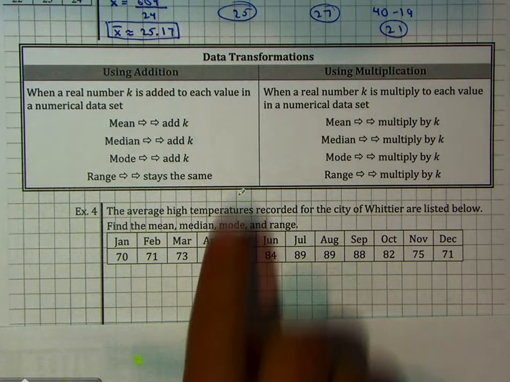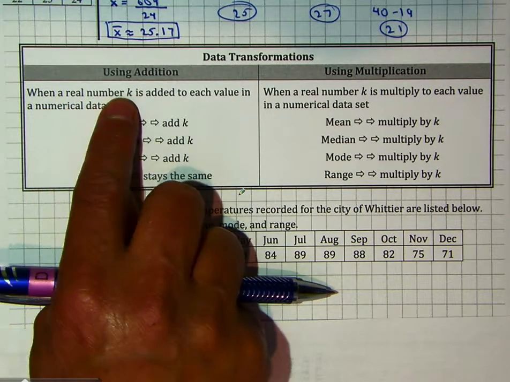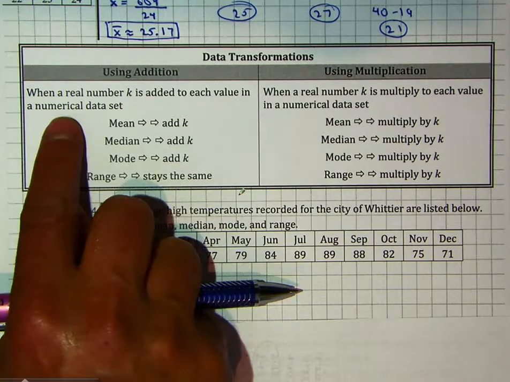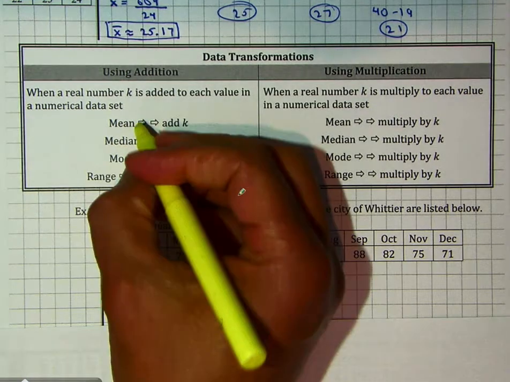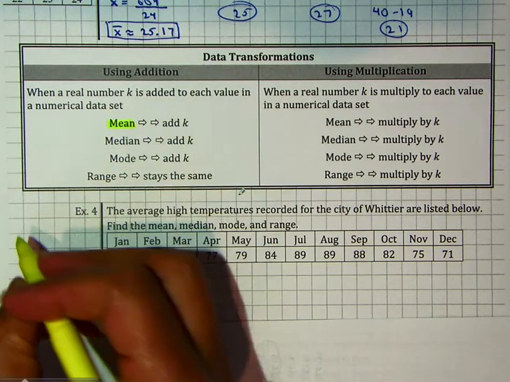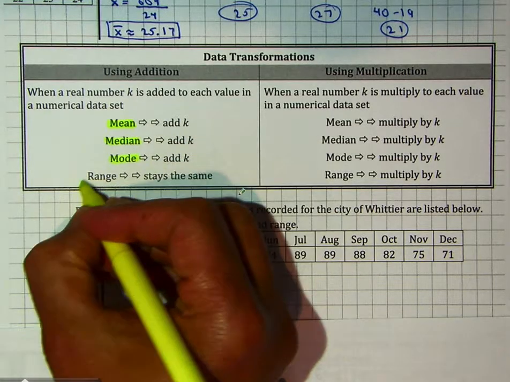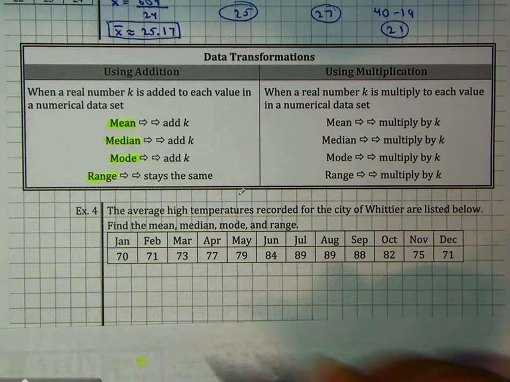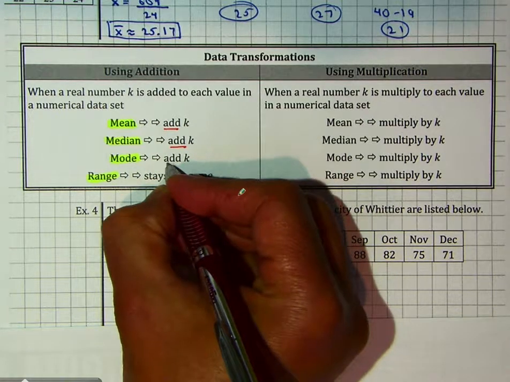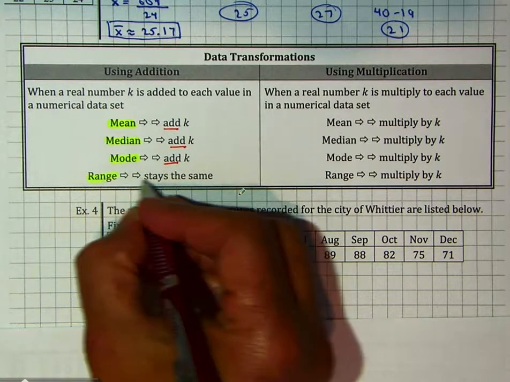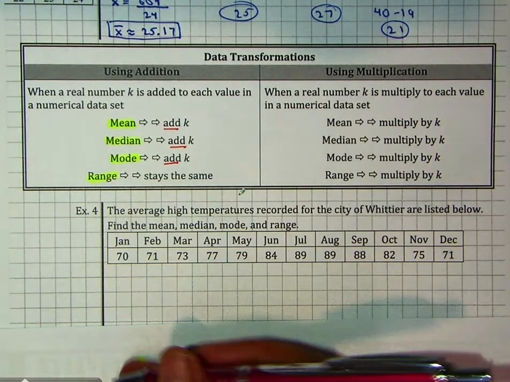So data transformations. Whenever we add a number to each value in the numerical set, then in order to find the mean of the new numerical set, the median, the mode, and the range, to find the mean, you have to add the same amount, the median and the mode. The range is going to stay exactly the same. And we're going to work on talking a bit more with 4 and 5.